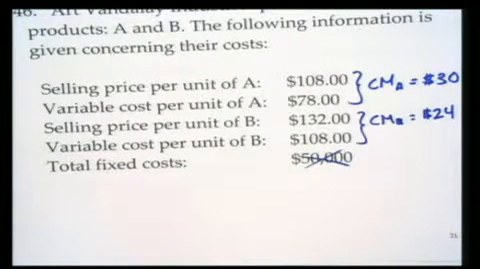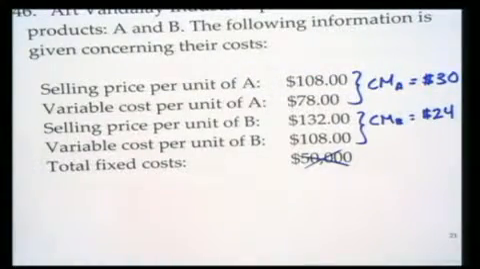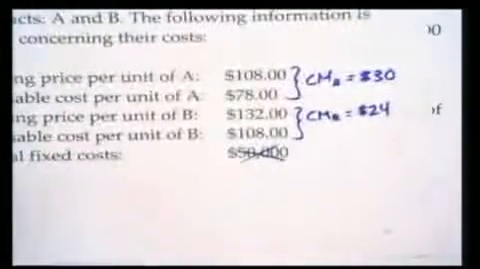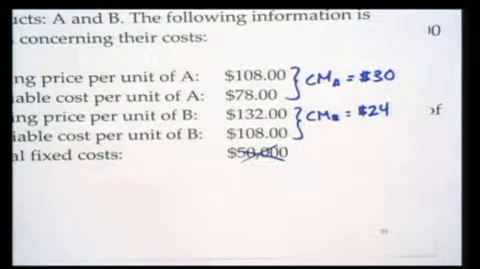For now, there is no constraint. We aren't told if there's a limited number of A's or B's, so we'll call it even right here. Either way, here's the thing, though. If I'm only going to make one unit of A or one unit of B, which one am I going to do? Good. A. I'm going to make the one of A because A gives me a higher contribution margin.